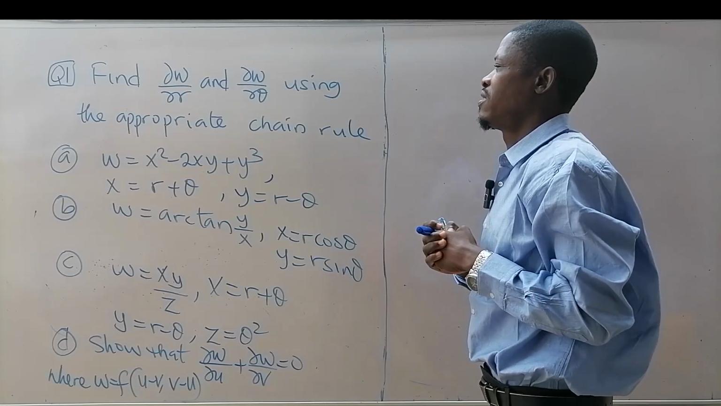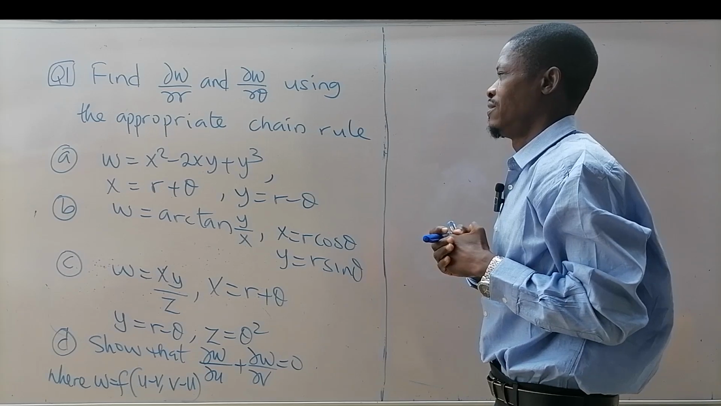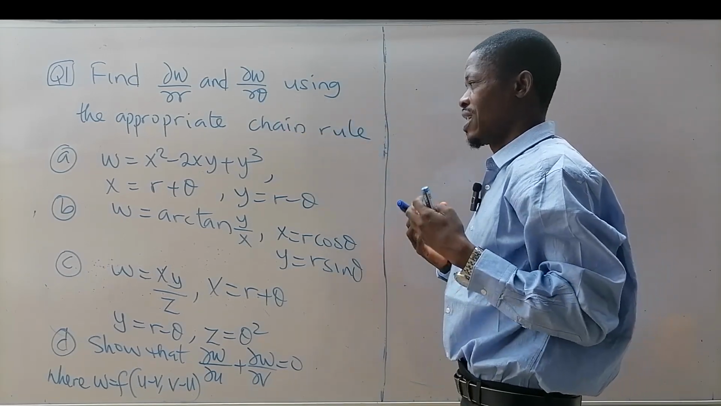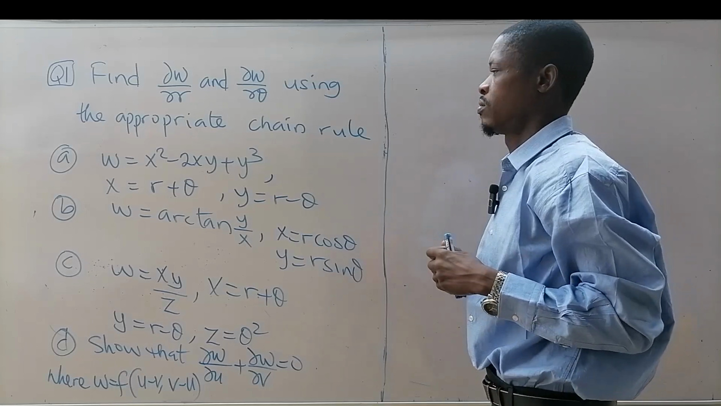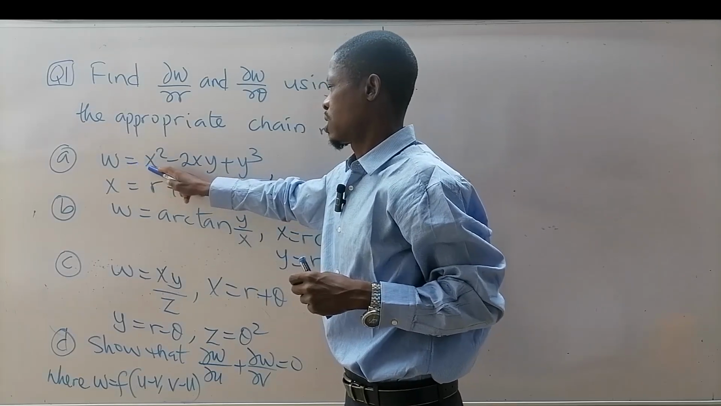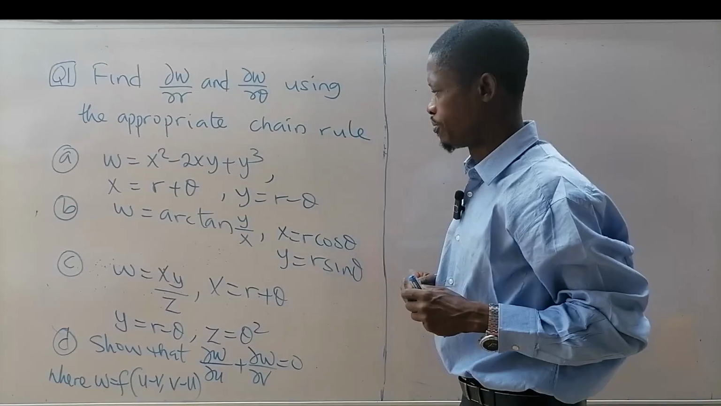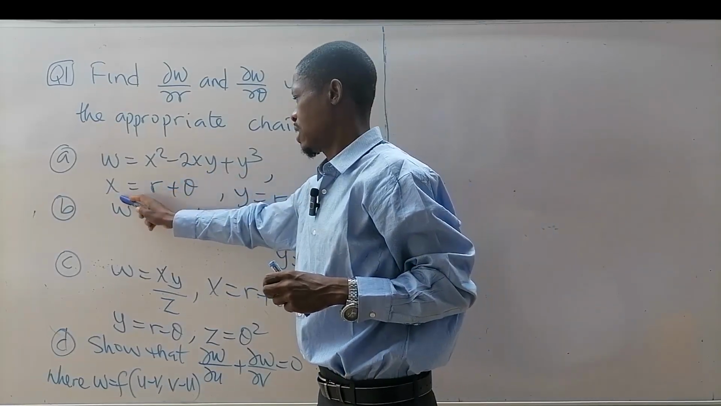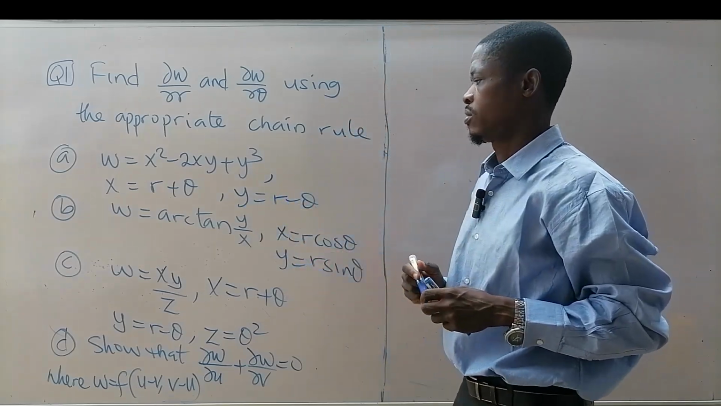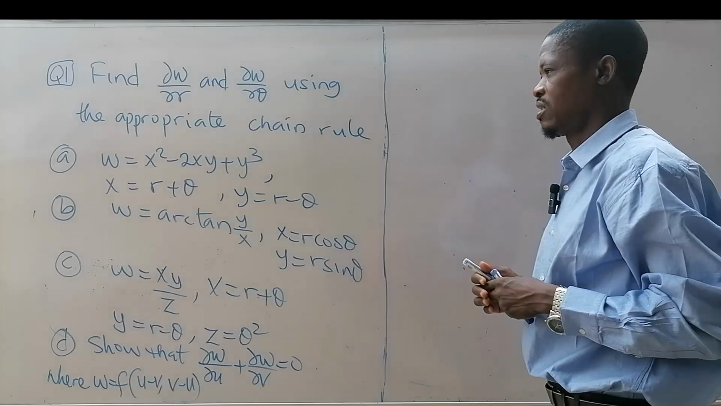The following question: find ∂W/∂r and ∂W/∂θ using the appropriate chain rule. So we have the A part, W is equal to s squared minus 2xy plus y cubed, where s equals r plus θ and y equals r minus θ. So we have the B, we have the C, and we have the D. We're going to take them one after the other.